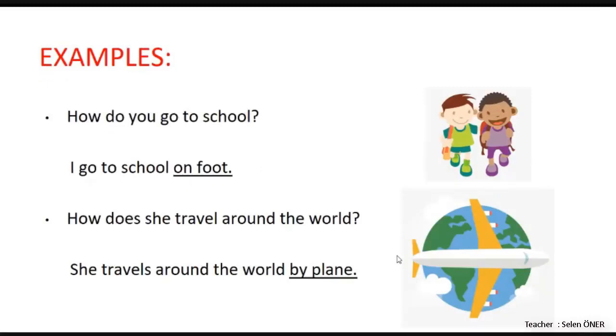Okay, let's look at the examples. How do you go to school? I go to school on foot. Okay, look at the picture. They go to school on foot. So I'm asking it to you. How do you go to school? The next one. How does she travel around the world? She travels around the world by plane. I think this is safer and easier.